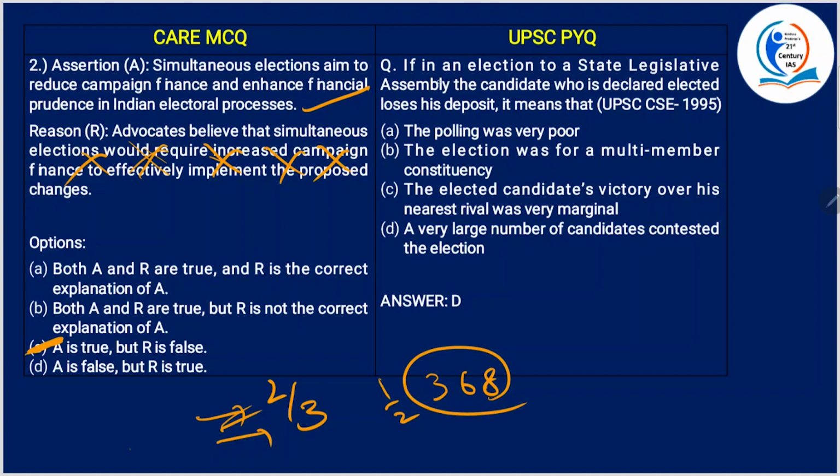Now, if in an election to a state legislative assembly, the candidate who is declared elected loses his deposit, it means that the polling was very poor.